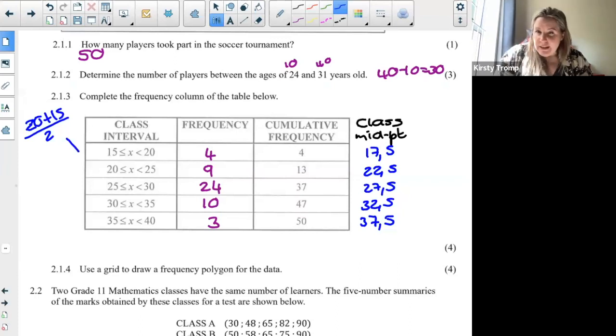All right, Cassandra's asking me, would it not be 19 plus 5 because 20 is not included? So Cassandra, you would normally be right, because 19 is not included. However, because we're just calculating the class midpoint, we're not worried about whether it's included or not included in this case. We're doing a calculation. Okay, cool. No problem.